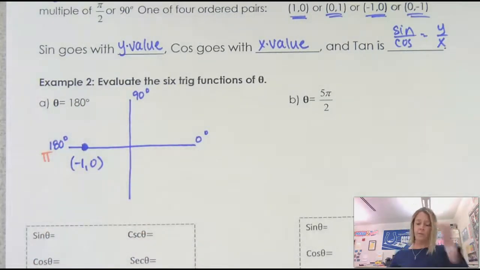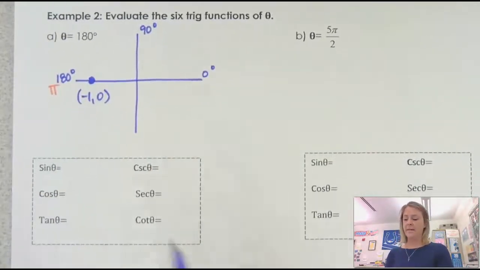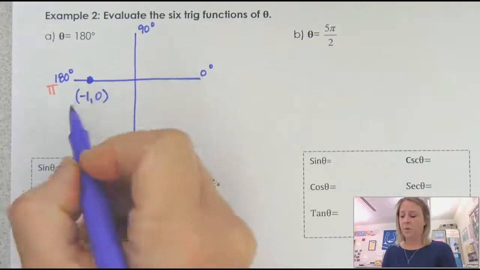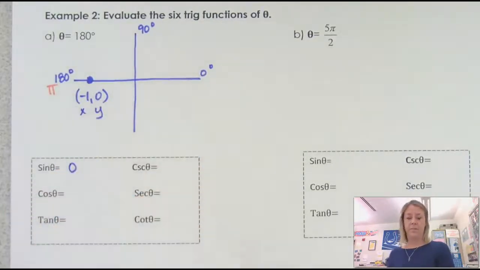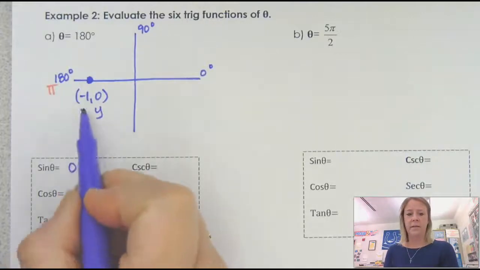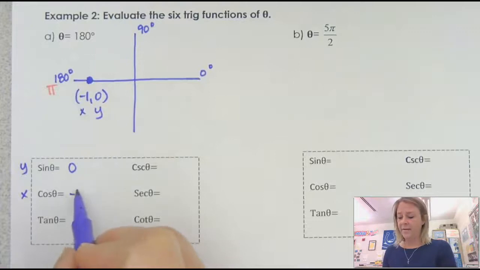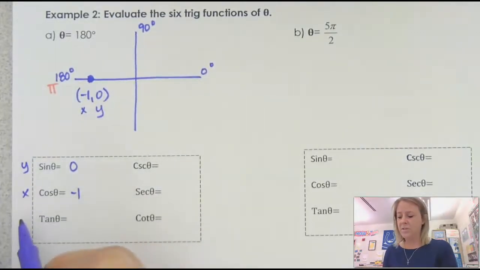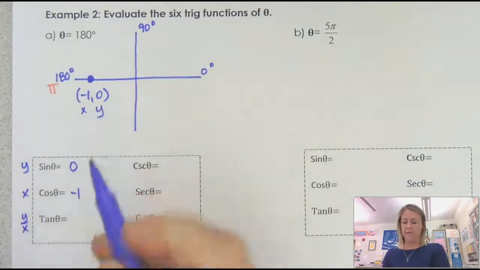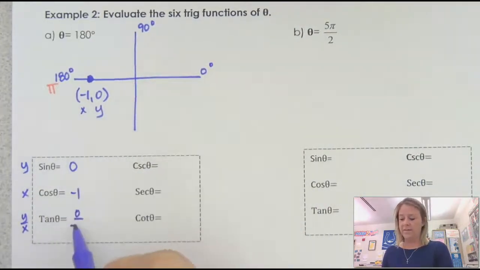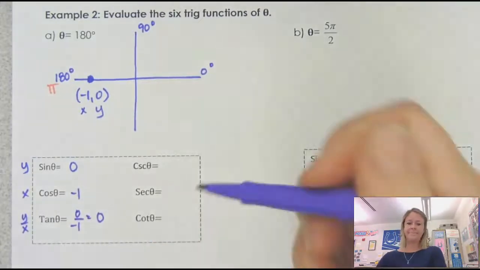All right, now let's notice we don't have a triangle. Sine goes with the y value. So here's my x value, my y value. The y value is 0, so sine is 0. Cosine goes with the x value. The x value is -1. And then tangent is y over x, sine over cosine. y is 0 over x is -1. 0 divided by anything is just 0.